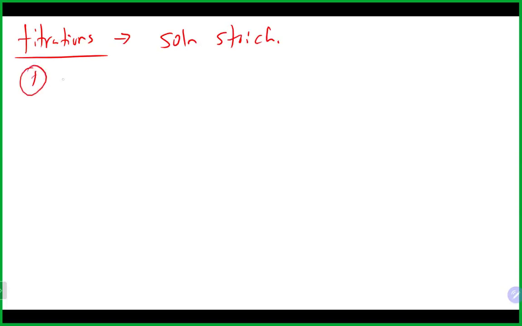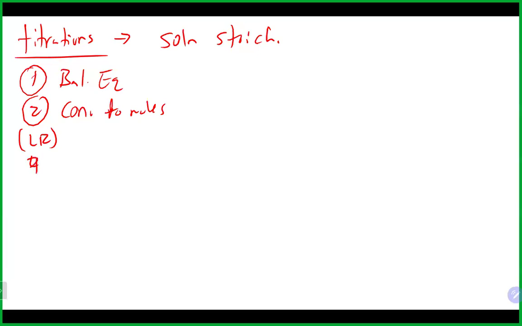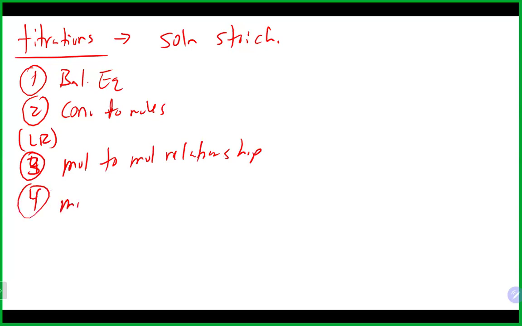Again, you want to make sure always in stoichiometry you've got a balanced equation. You want to make sure that you convert to moles. You also want to check whether or not it is a limiting reagent type of problem. You want to then do the mole to mole relationship. And lastly, obviously take those moles to some other unit.